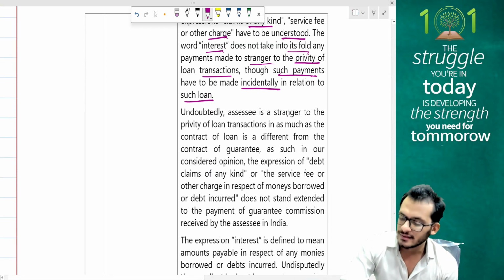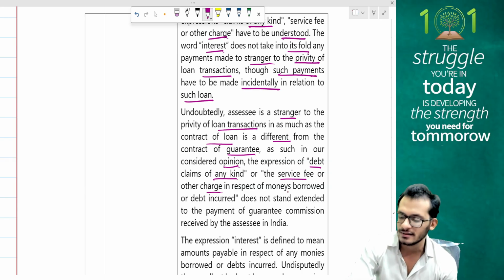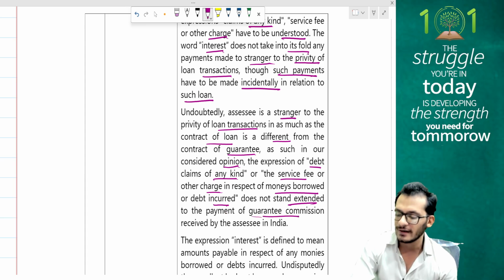Undoubtedly, the assessee is a stranger to the privity of the loan transactions, inasmuch as the contract of loan is different from the contract of guarantee. As such, in our considered opinion, the expressions debt claims of any kind and service fee or other charges in respect of money borrowed or debt incurred will not stand extended to the payment of guarantee commission which is received by the assessee in India.